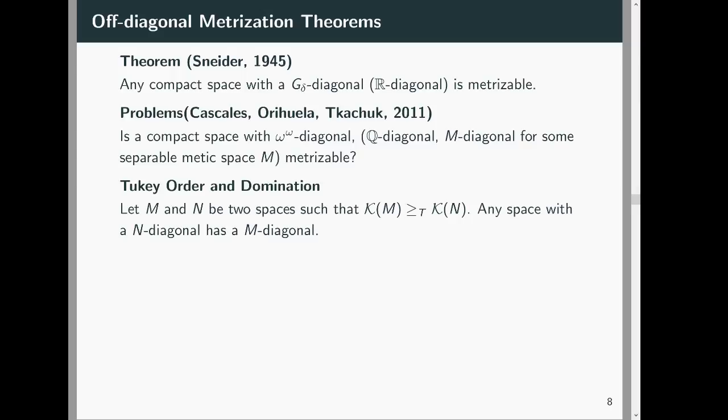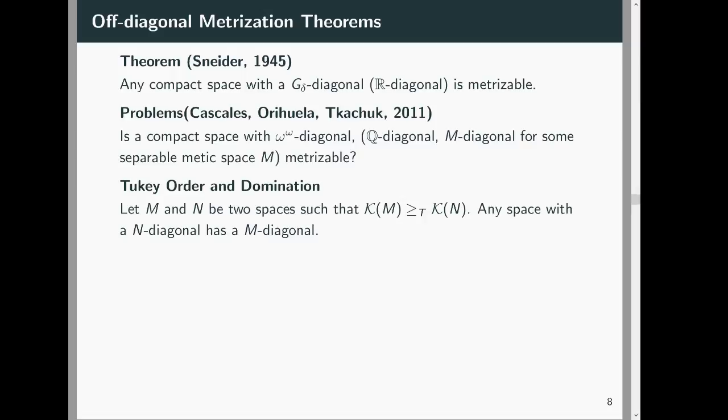Okay, so first, where Tukey ordering is used. Basically, if we apply Tukey ordering, if Km is greater or equal to Kn, then any space that has an N diagonal will have an M diagonal. So basically, we are looking for the upper bound of Km such that M diagonal implies metrizable. So everything less will be good. So that's where we use the Tukey ordering.